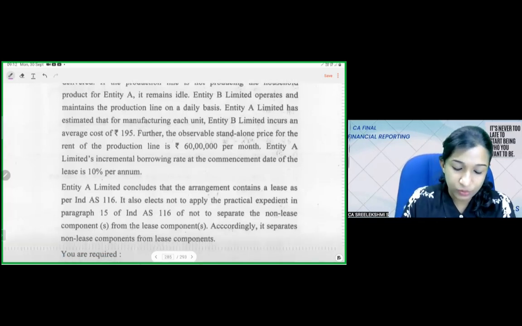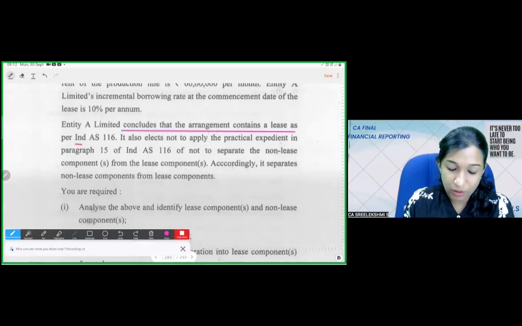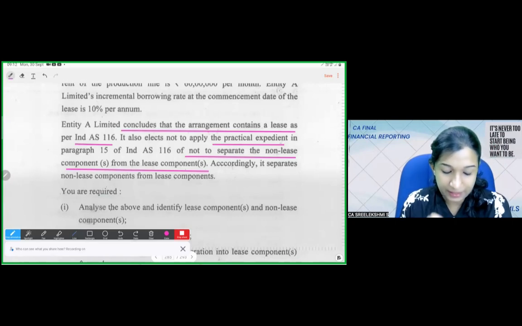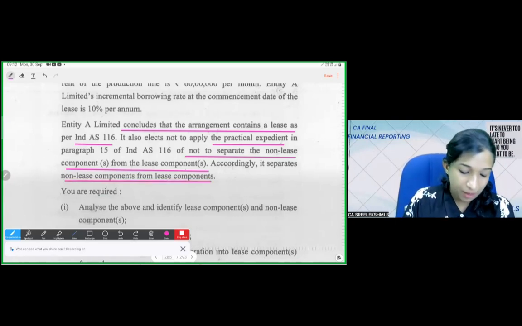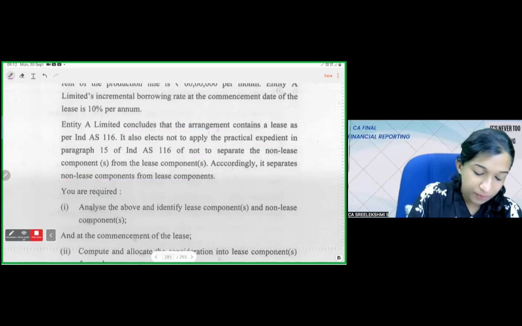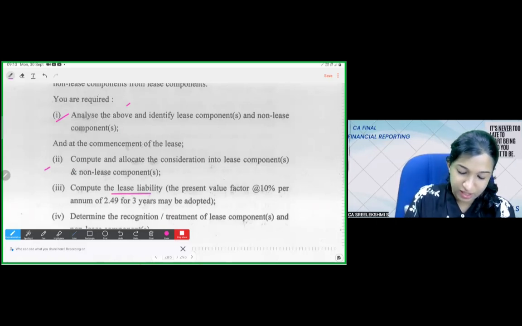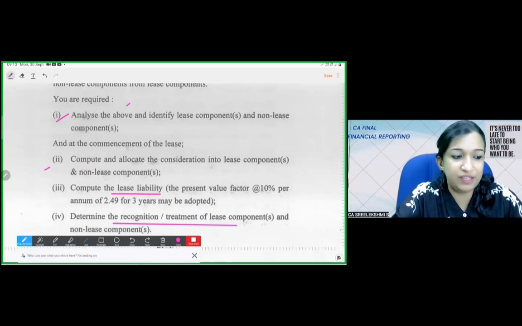Entity A Limited concludes that the arrangement contains a lease. Oh, it also elects to apply the practical expedient of not separating the non-lease components from the lease components. Accordingly, it does not separate non-lease components from lease components. Analyze the above and identify the lease components and non-lease components. Compute and allocate the consideration. Compute the lease liability. Determine the recognition and treatment of lease components and non-lease components. Okay. We'll do it.